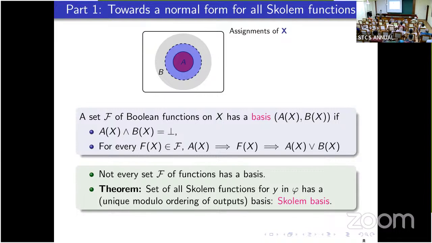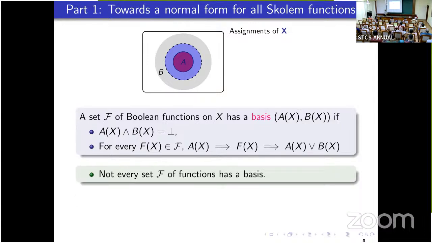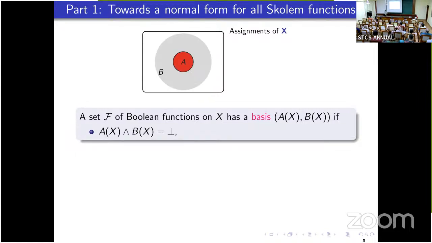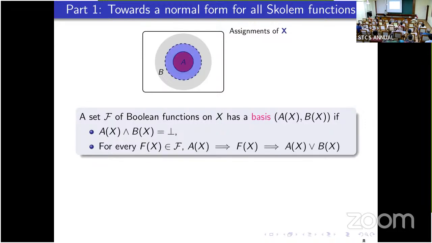Second item: for every fx in the class, AX should imply fx, which should imply AX or BX. So B is this annular region here. AX or BX is this bigger circle, everything within this big circle. And what we are saying is that every function should lie outside this inner circle and within the bigger circle. So that's what AX implies FX, which implies AX or BX means.